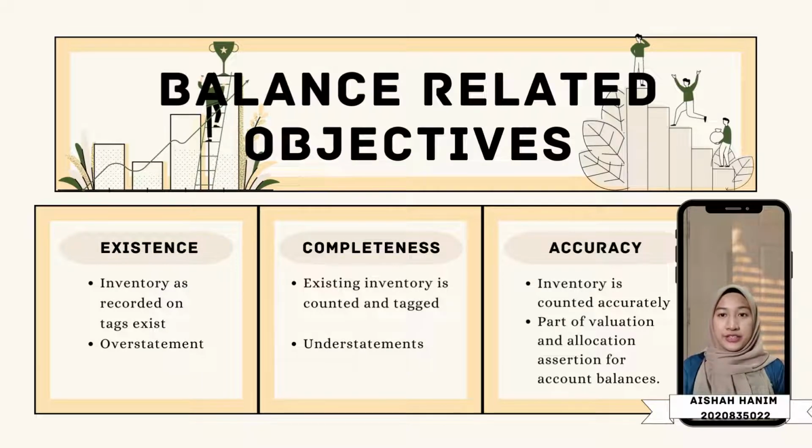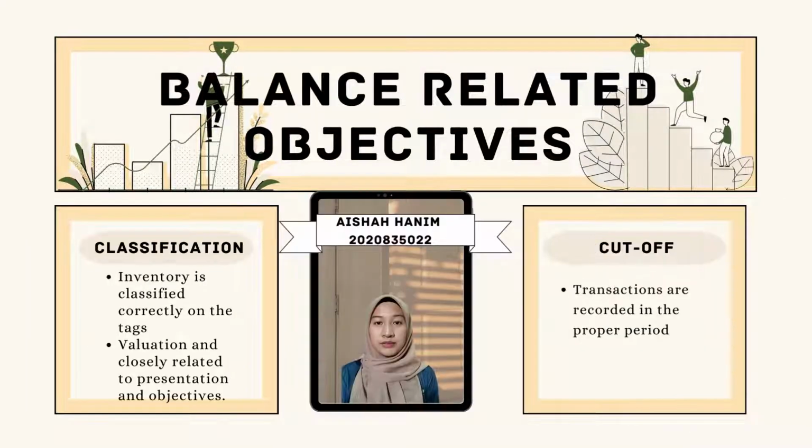The balance-related audit objectives are existence, whereas inventory as recorded on tag exists. Completeness is existing inventory is counted and tagged. Accuracy is inventory is counted accurately. Part of valuation and allocation assertion for account balance. Classification is inventory is classified correctly on the tags, valuation and closely related to presentation and disclosure objective.